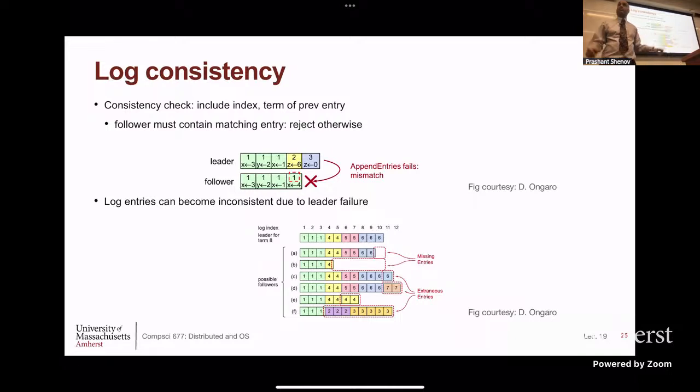Okay, there were some questions here. You had a question and somebody else had a question. Okay, question is the follower has a bad entry. Why are we discarding it?